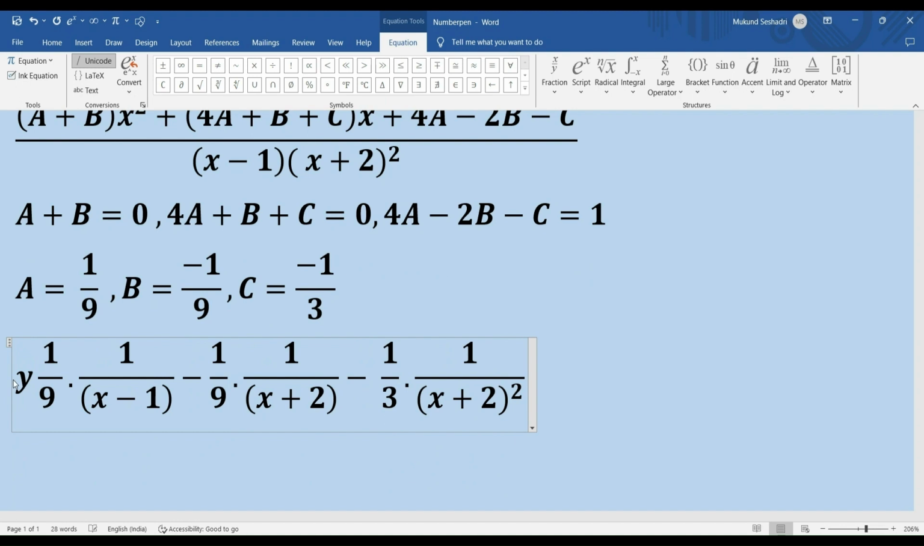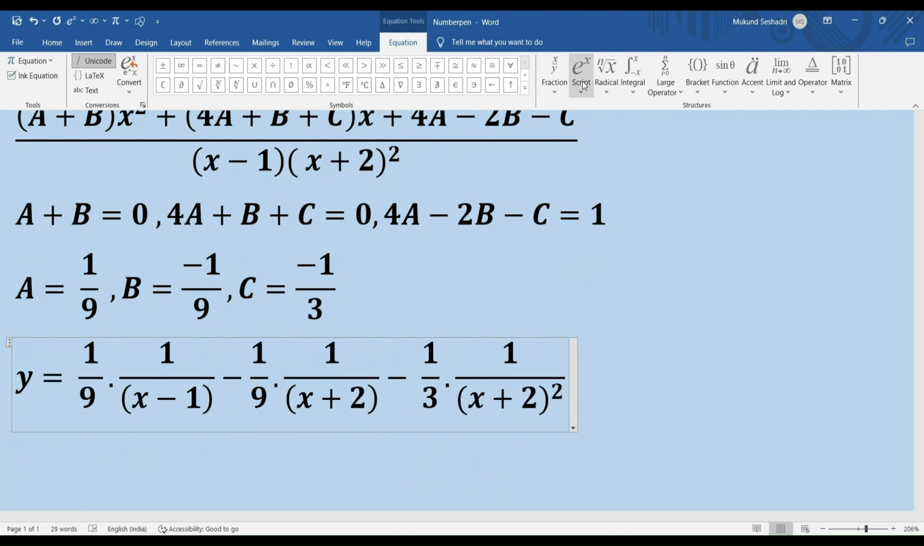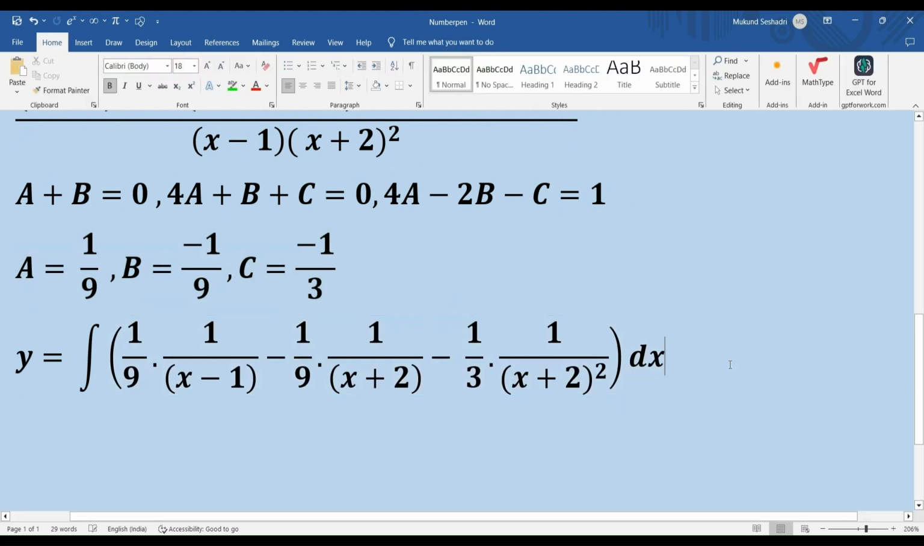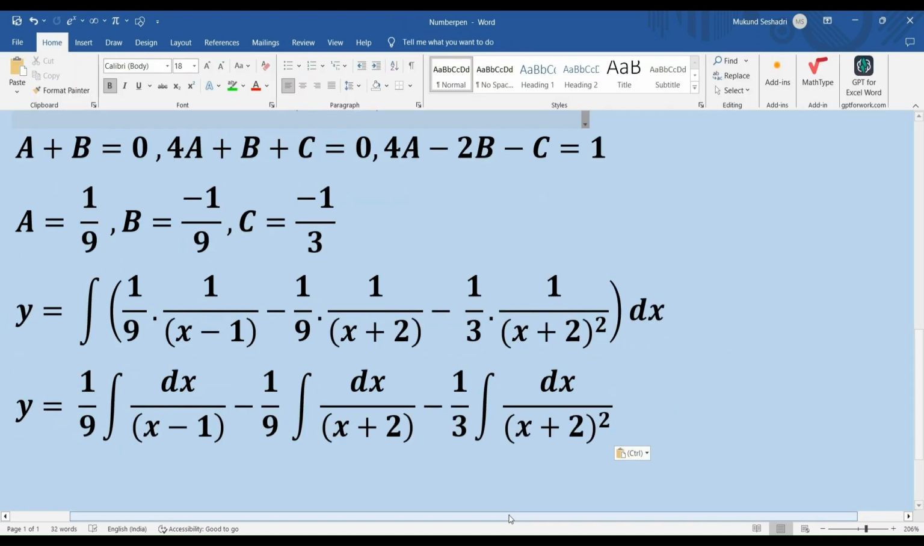So now my y is nothing but the integral of this expression. I can apply the sum rule of integration to rewrite my y as the integral of each of these expressions. So this is what I have. My y equals 1 by 9 times integral of dx by x minus 1, minus 1 by 9 times integral of dx by x plus 2, minus 1 by 3 times integral of dx by x plus 2 the whole square. Now from here on, I think this is not very difficult for us.